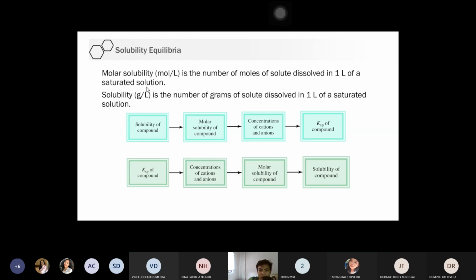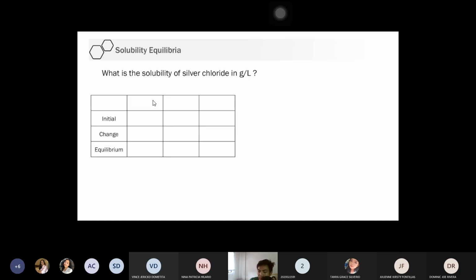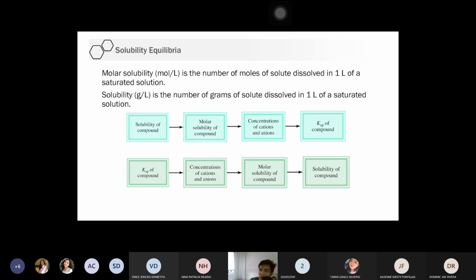Molar solubility, this is the X value in the ICE table. This X refers to the amount, in moles, of your precipitate that dissolves in 1 liter of solution. If you want your molar solubility as gram solubility, you just multiply it by the molar mass. Okay. So, we answered that earlier.